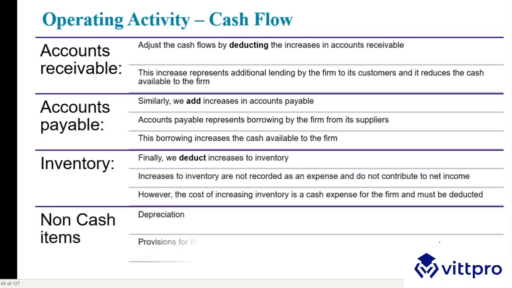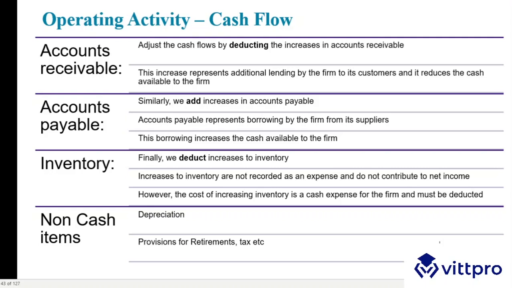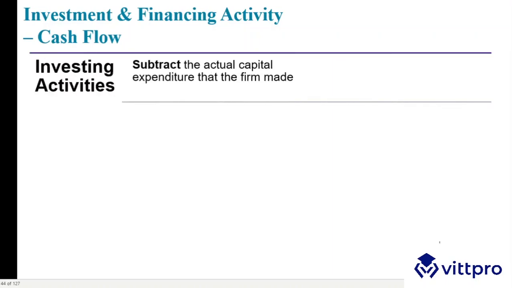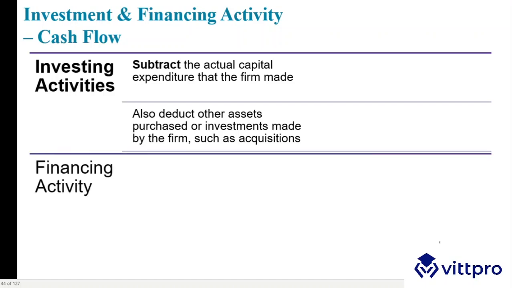So there are non-cash items such as depreciation, provision for retirement, provision for tax and other things. These are the operating activities in the cash flow, which we have already discussed. Then the investment activities usually subtract the capital expenditure that the firm has made, also the other assets or other investments that we have made, such as acquisitions, buying of shares or anything. And if we sell these, that will also be called investing activities.